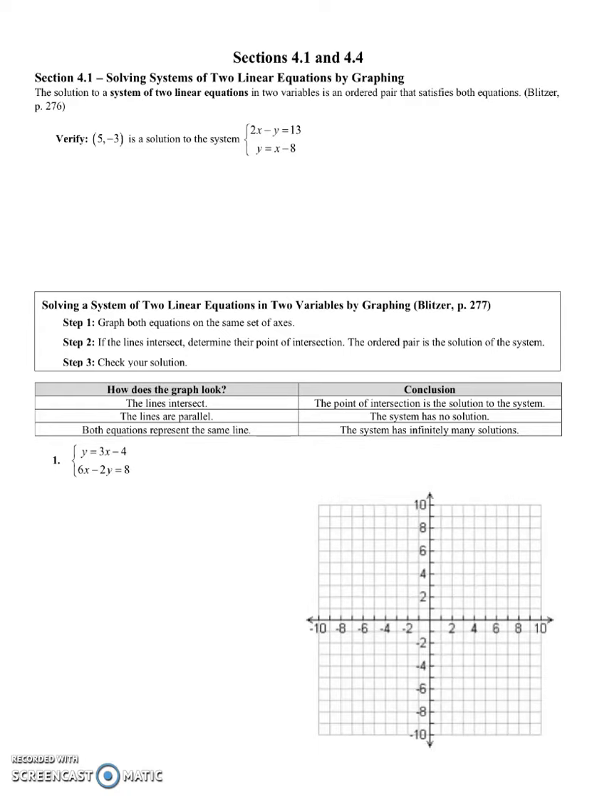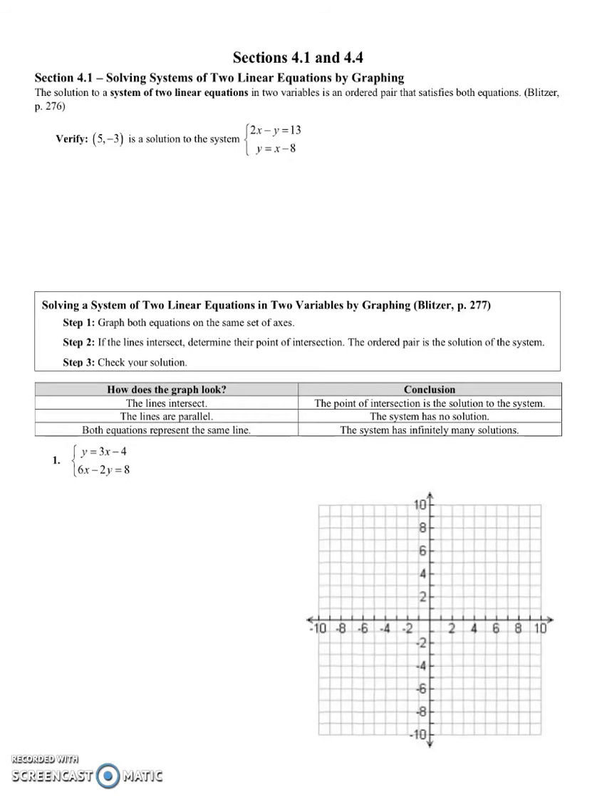So we're moving on to chapter 4, and today we're going to be talking about solving systems of two linear equations by graphing. So the solution to a system of two linear equations in two variables is an ordered pair that satisfies both equations. So let's verify that (5, -3) is a solution to the system 2x minus y equals 13 and y equals x minus 8.